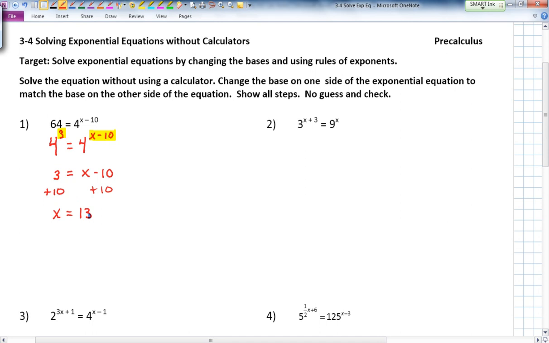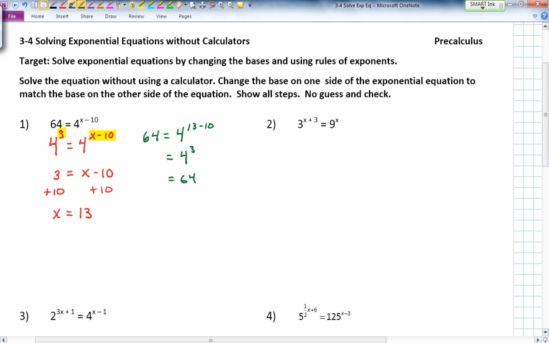And you can check that very quickly. If we plug 13 back into the equation, we would have 64 equals 4 to the 13 minus 10. So the left side would stay 64, the right side would become 4 to the third power, and we all know that 4 to the third power is 64. So we're able to solve this equation without even pulling out a calculator, and all we have to do is make the bases match on each side.